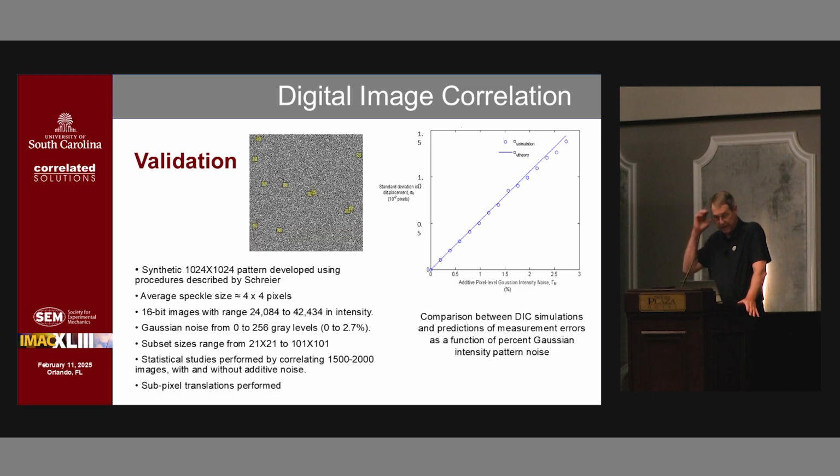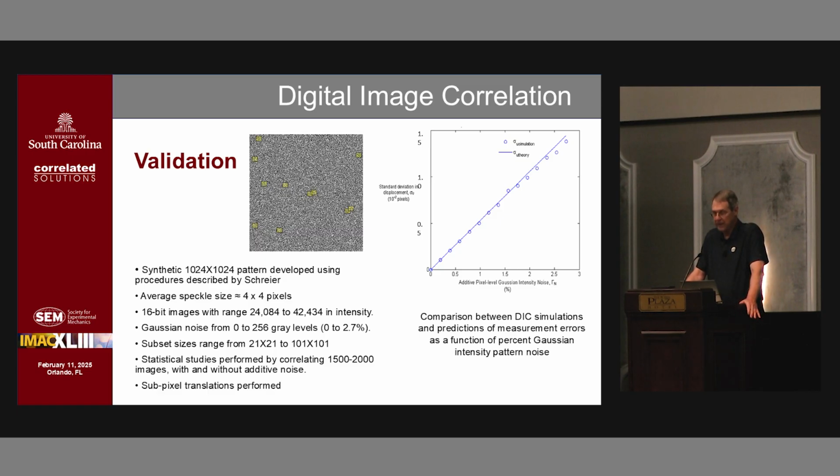4x4. We used 16-bit images, so we got a nice bright range. Gaussian noise of 2.7%, much higher. We ranged it between 0 and 2.7% Gaussian noise. We translated, we compared it to the theory. And on the right is the comparison. The theory is the line, the simulation data of DIC are the dots.